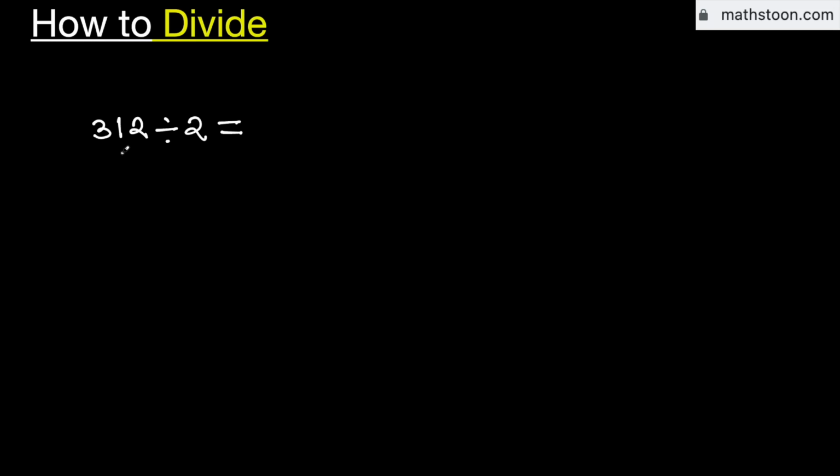In this video, let's learn how do we divide 312 by 2 using the long division method. 2 times 1 is equal to 2. Subtract, we get 1. Now this 1 is less than 2, so we will bring down this adjacent 1 here.